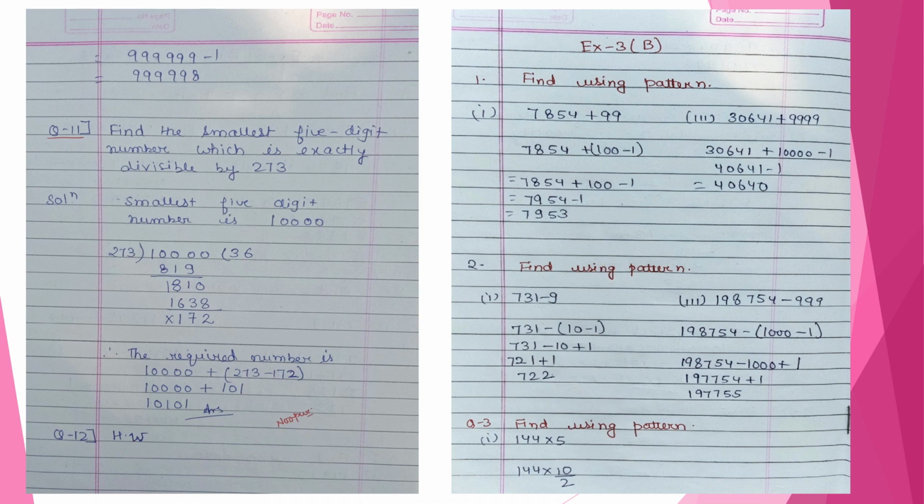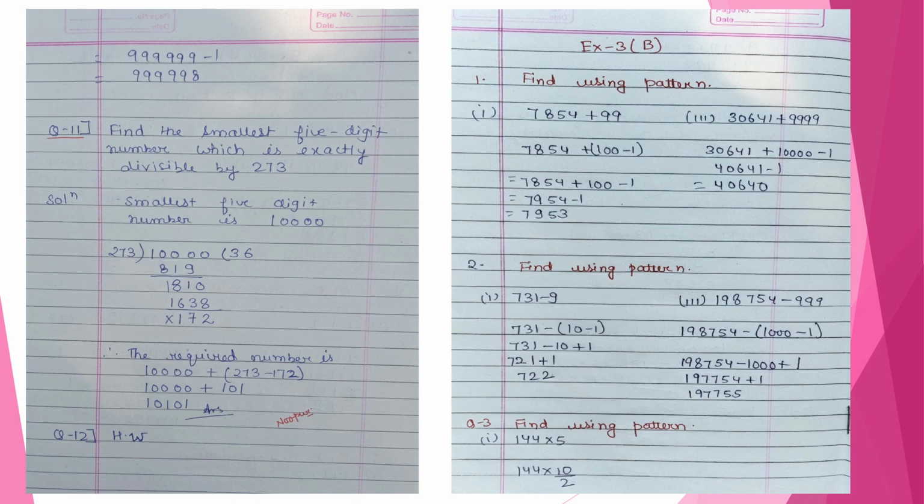Then the third part, 30,641 plus 9,999. In place of 9,999, we have to replace it with 10,000 minus 1. Now this 10,000 will be added first to 30,641. So we will get it to be 40,641 minus 1. So the required answer is 40,640. Question number 2. Again in the same manner, find using pattern.